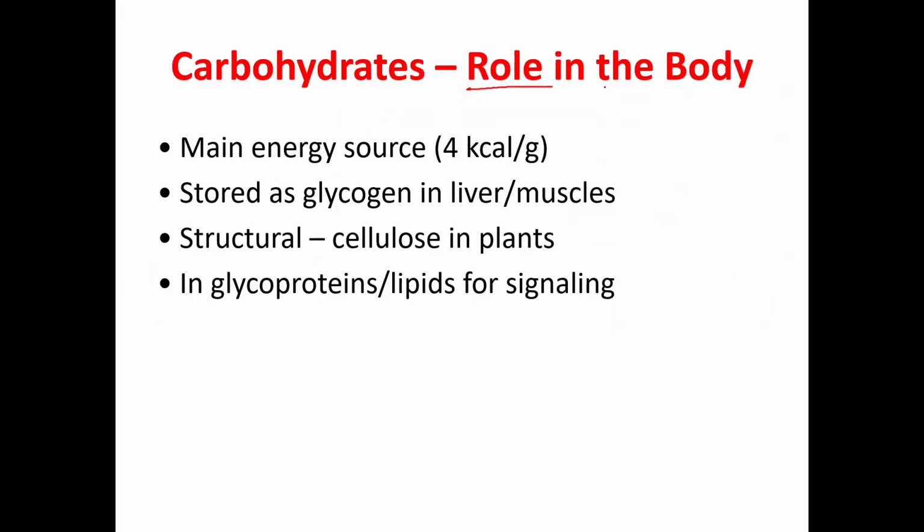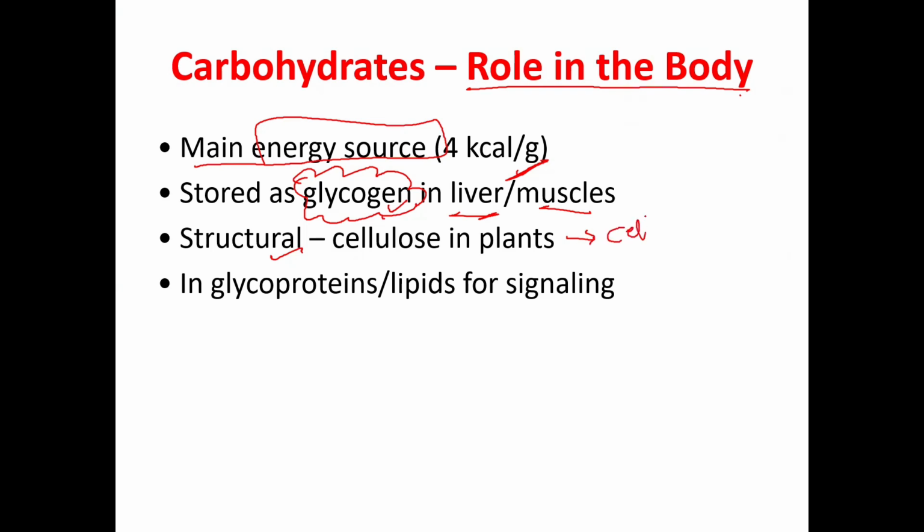What is the major role of these carbs in our body? Its main role is as an energy source, providing 4 kilocalories per gram. They are stored in the form of glycogen in the liver and muscle. Whereas structurally, they help in structural formation, like cellulose in plants, which makes the cell wall in plants.